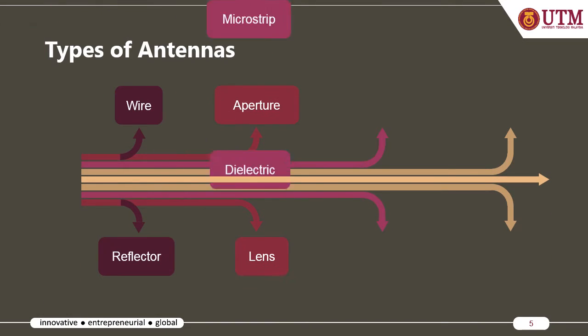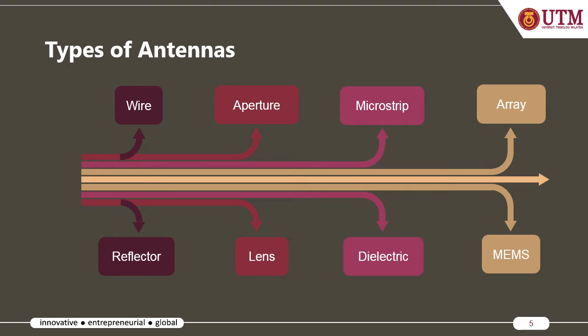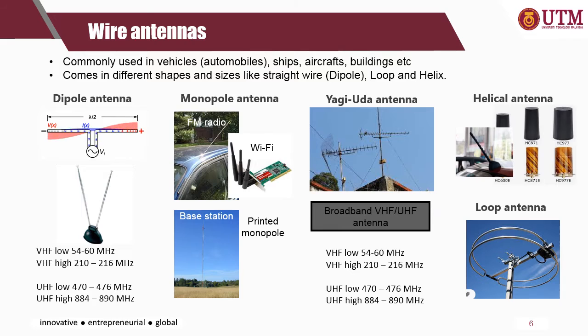Okay, these are sample of different types of antennas: the wire, reflector, aperture, lens, microstrip, dielectric array, and MEMS. From this slide onwards, I'll be sharing brief information about each type of antennas.